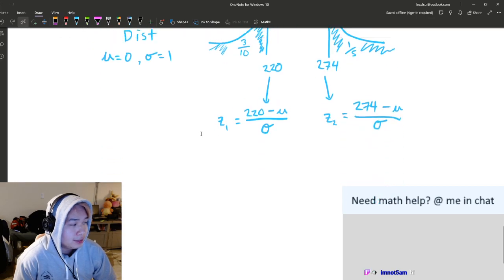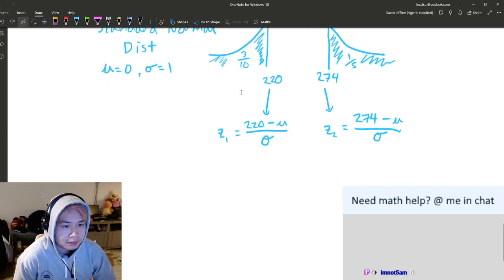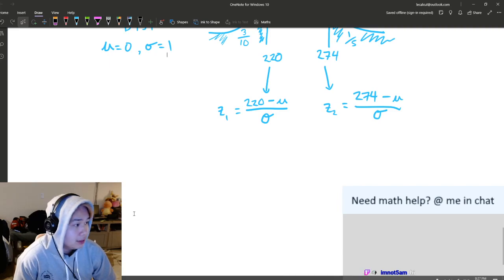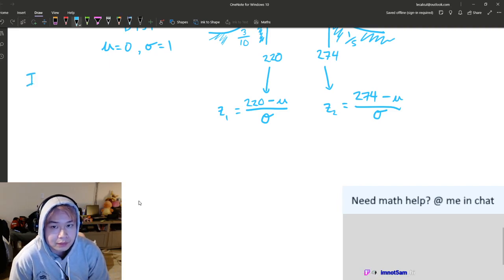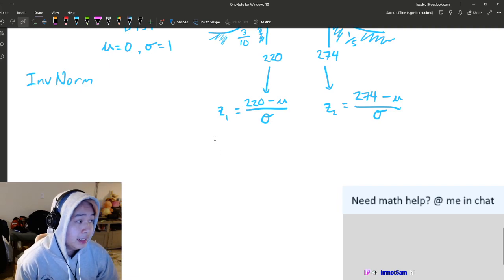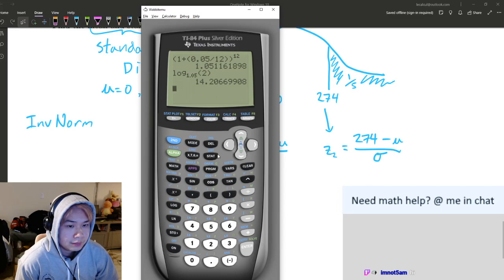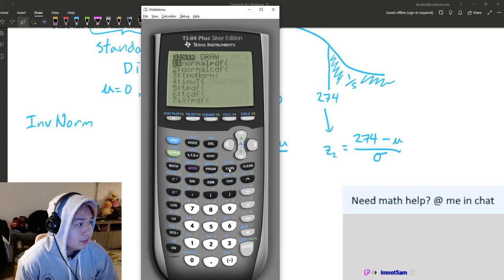So what I can do is I can find out what the z-score is using the probability and inverse normals. So that's what I'm going to do. I'm going to inverse normal so I can get the z-scores calculated out. So quit. And then I go to second vars, which is my distributions. And then option 3 is inverse normals.